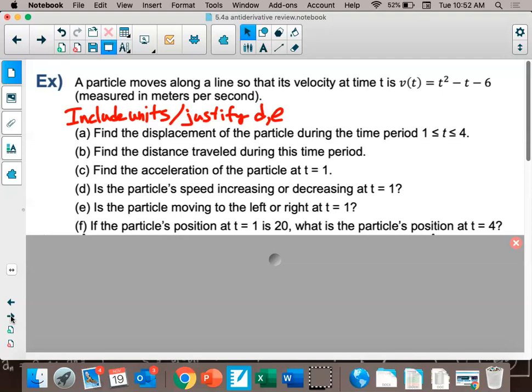Okay, hit option 7. It's going to ask you for a lower limit. The lower limit would be 1. So you type the number 1 and hit enter. Then it's going to ask you for an upper limit. The upper limit would be 4. You type the number 4 and hit enter.